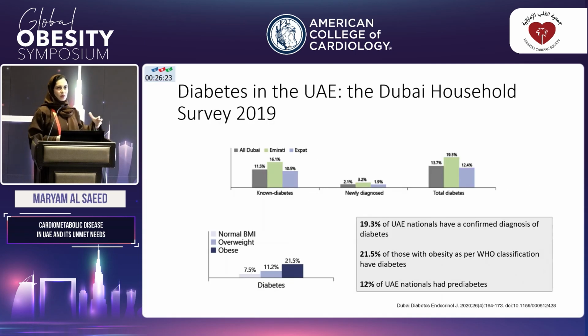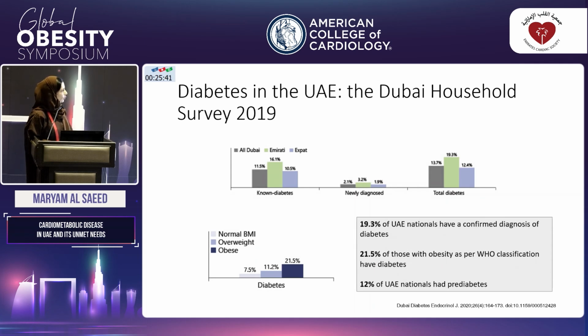Moving on to Dubai, a lot of that data was from Abu Dhabi, but if you look at the prevalence of diabetes in a newer study from 2019, the Dubai Household Survey, they looked at individuals who had known diabetes. In the green, these are Emirati nationals, so UAE citizens, and in the blue were expatriates living in the UAE. You can see the known diagnosis of diabetes was 16% in UAE nationals. So 16% of adult Emiratis have type 2 diabetes, and it was about 10.5% in the expatriate group.